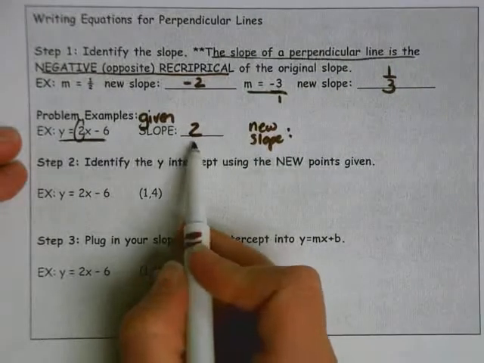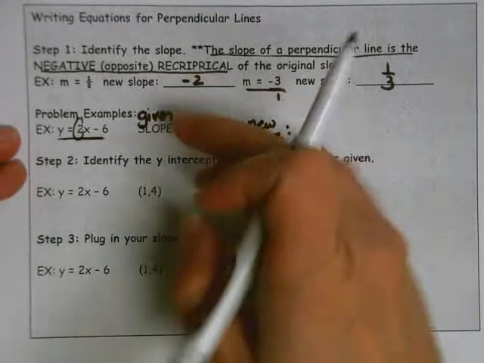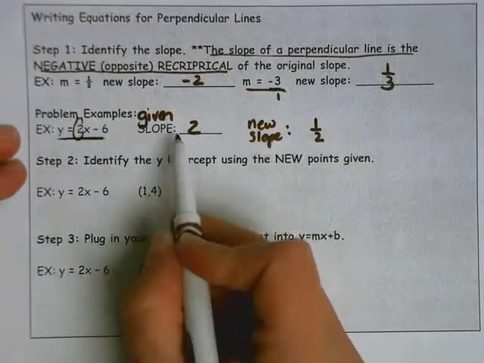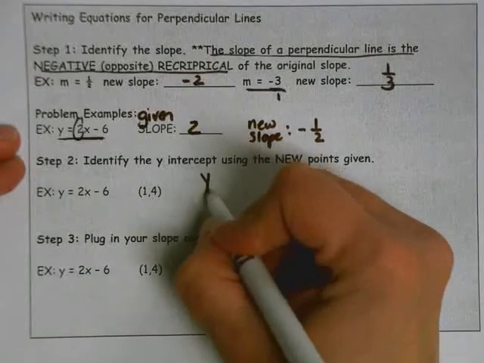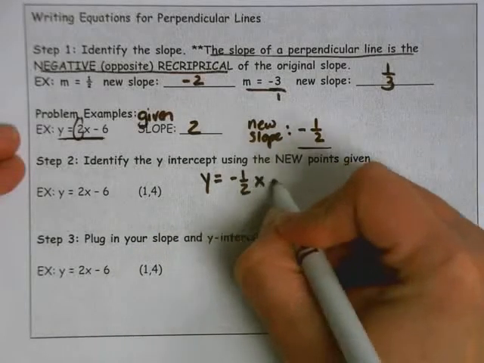Not the same thing anymore. If it's the same, it's going to be parallel. So the new slope, we're going to flip it over. The reciprocal is 1/2. And for it to go the other direction, it's got to be a negative. There's our new slope. So what's our new y equals? Y equals, we're using our new slope, -1/2x plus b.